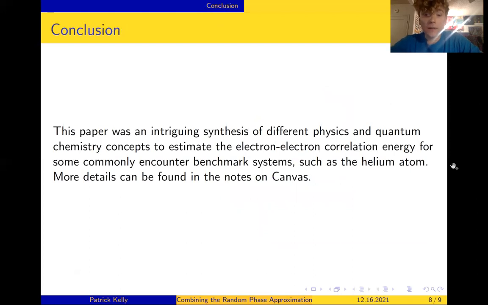So this paper was an interesting synthesis of different physics and quantum chemistry concepts. That's why I chose it and thought it was interesting. They estimate the electron-electron correlation energy for some commonly encountered benchmark systems, and one example that they did was the helium atom. If you're interested, more details can be found in the notes I will upload onto Canvas very soon.